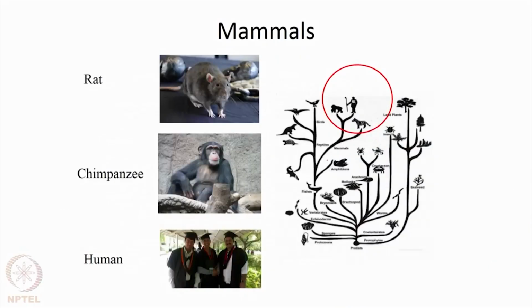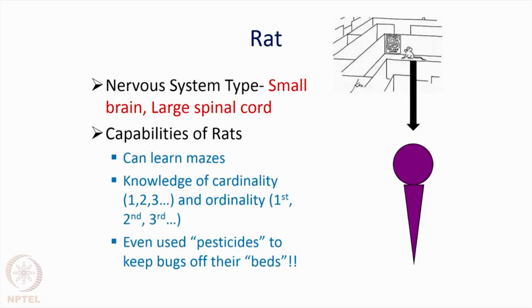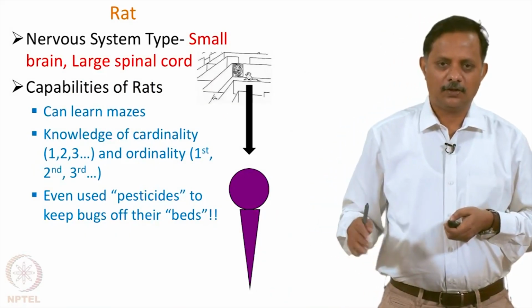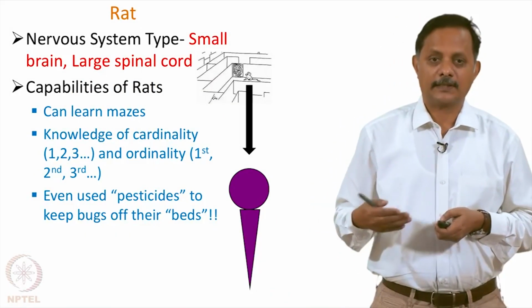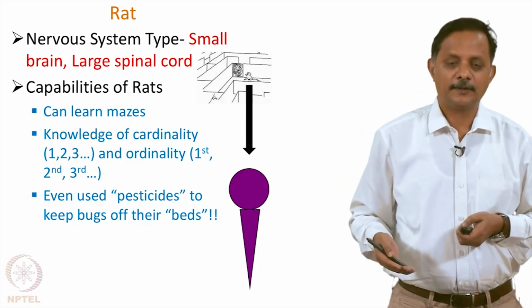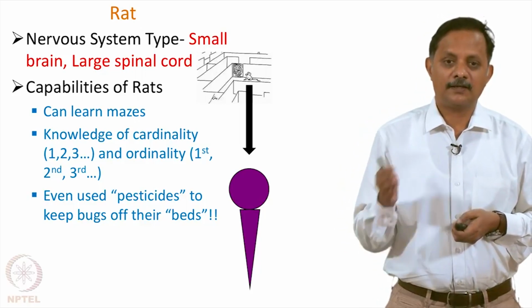So, these are located in this branch of the tree of life. Rats again have a brain, spinal cord kind of nervous system. They can exhibit very complex capabilities. They can learn mazes. They can distinguish between cardinality and ordinality.